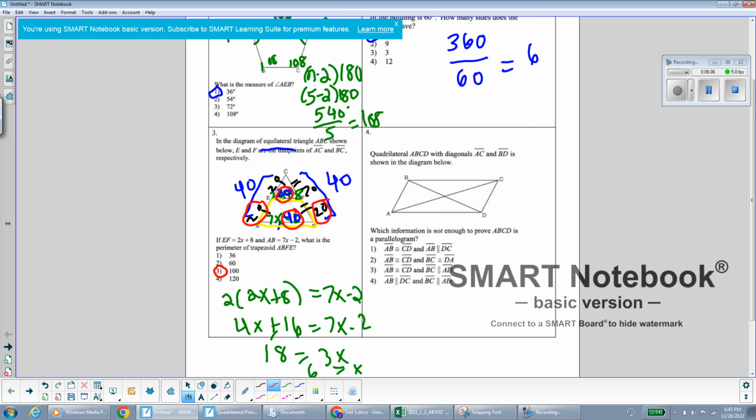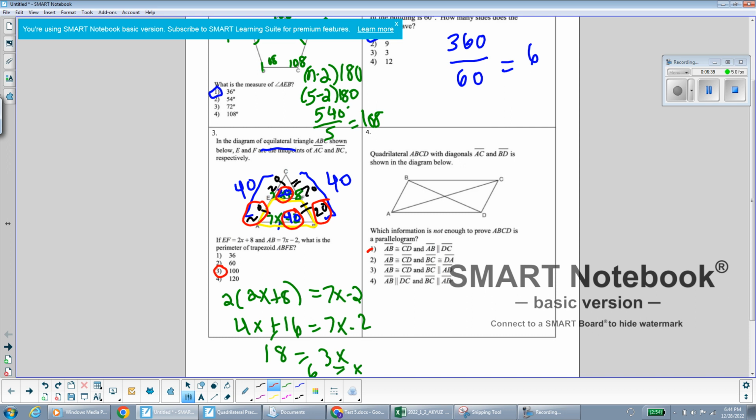Okay, for number 4, we need to pick which choice is not enough to prove that we have a parallelogram. So we're looking for the answer choice that does not prove a method of proving that you have a parallelogram, one that does not work, an invalid method, basically. So let's take a look at number 1. AB is congruent to CD, and AB is parallel to CD. This works. We do have a theorem that says if one pair of opposite sides is both congruent and parallel, then the quadrilateral is a parallelogram. So that is a valid method.